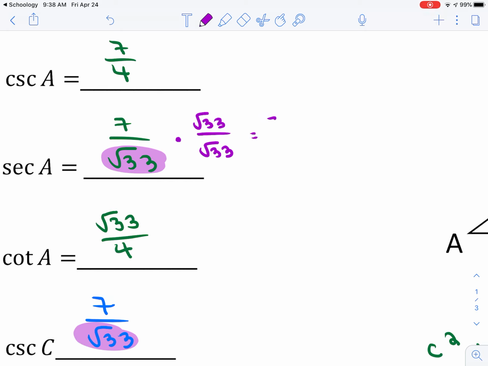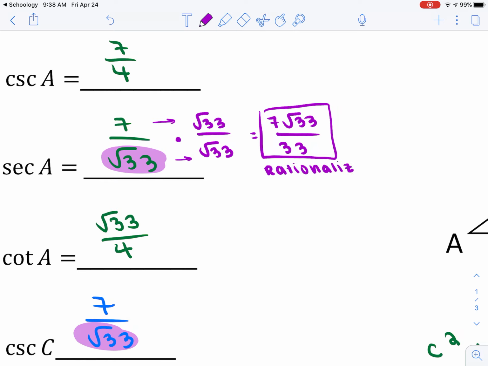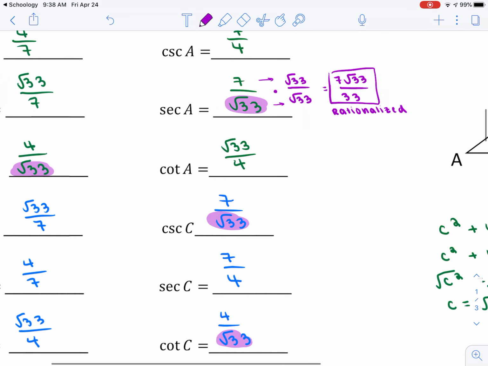When you multiply across, you get 7 root 33, and then remember root 33 times root 33 is just 33. So this would be the final answer rationalized. Again, we're not requiring that you guys do it, but I do think, as I said already, it's so important for you guys to see.